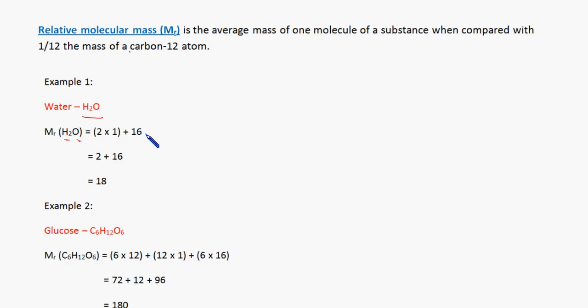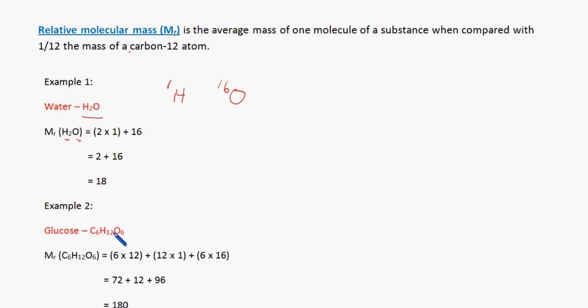So if we wanted to calculate the relative molecular mass, before I get there, the hydrogen mass number is 1 and the oxygen mass number is 16. Since we have 2 hydrogen atoms, it'll be 2 multiplied by 1, plus we have 1 oxygen atom and we know the mass number is 16, so it'll be 2 plus 16, which gives us 18. So 18 is the relative molecular mass of water.